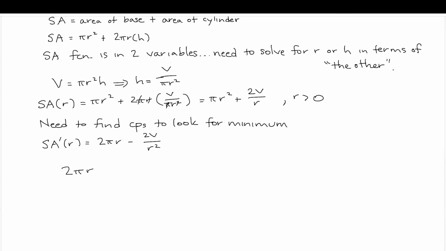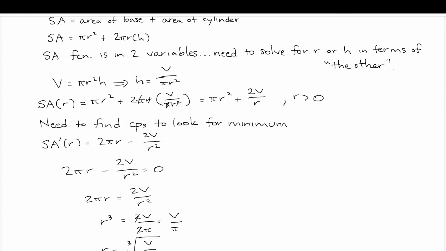So now I'm left with setting my derivative equal to 0. So 2 pi r minus 2v over r squared I'm setting to 0, which means 2 pi r is equal to 2v over r squared. And I'm solving this for r. I get that r cubed is 2v over 2 pi, or v over pi. So r is the cube root of v over pi.